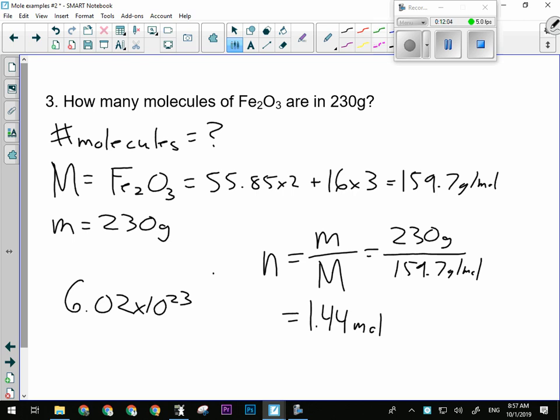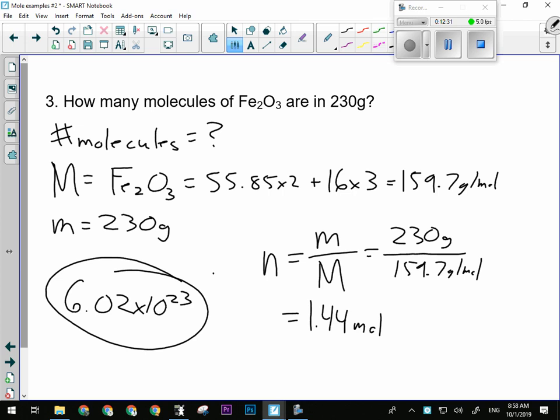Here's why. Remember that this number is the number of particles in 1 mole. So if I take the number of particles in 1 mole and multiply it by the number of moles, it'll tell me the number of particles. In the same way that if I said I have 1.5 dozen eggs, I would go 1.5 times 12 and find out that I have 18 eggs.